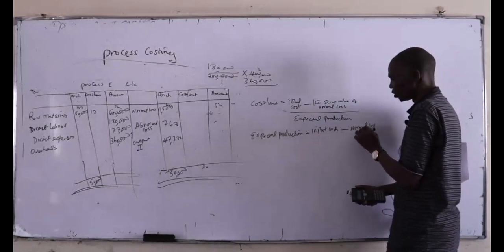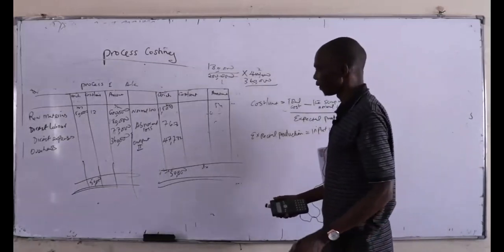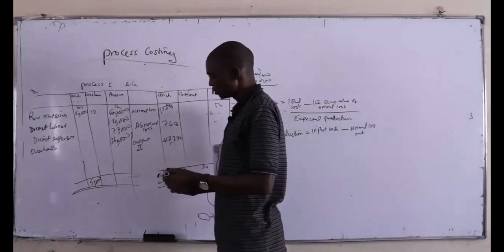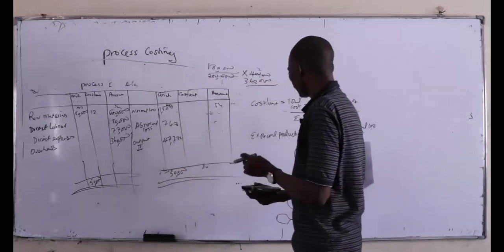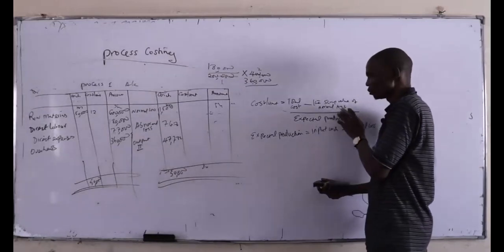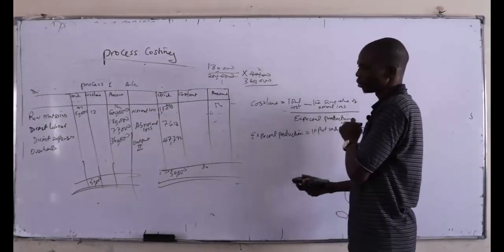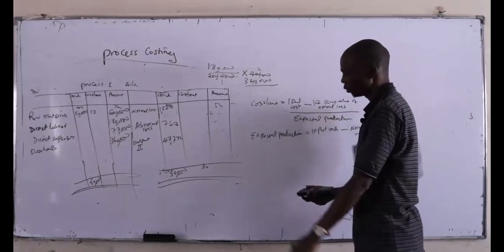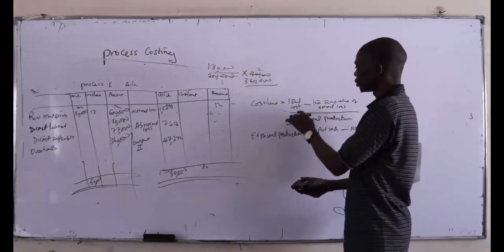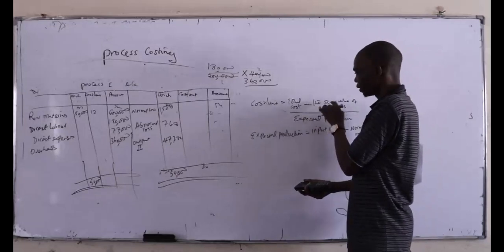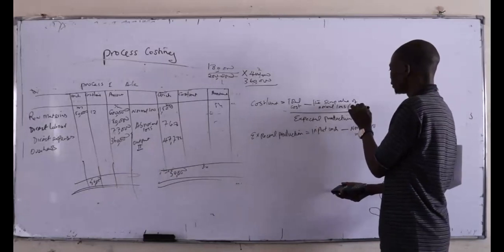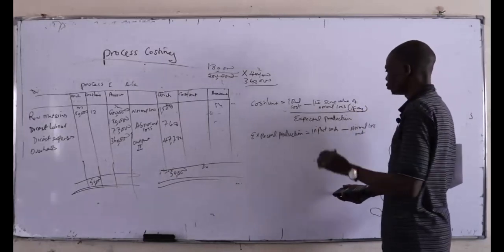units. So in this case, the abnormal loss and the normal output will be costed on the same basis. So you can see in this formula we have left out the abnormal loss or abnormal gain. So basically stick to the formula. Total cost, of course, the total process cost minus the scrap value of normal loss, if any, which means if it is there. If it is not there, you ignore it, you put zero there.